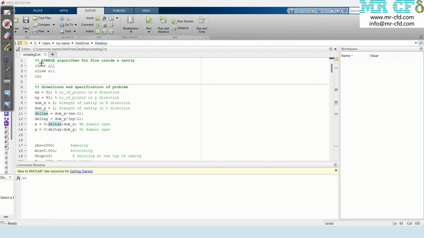Okay, let's review the simulation for the flow inside the cavity using the simple algorithm in the MATLAB software environment. At the start, the number of grid points in the x and y directions is specified with nx and ny respectively, as well as the length and height of the cavity, which dom-x and dom-y are length of geometry along the x and y coordinates. Then delta x and delta y are calculated, determining the spacing of each cell in the grid.